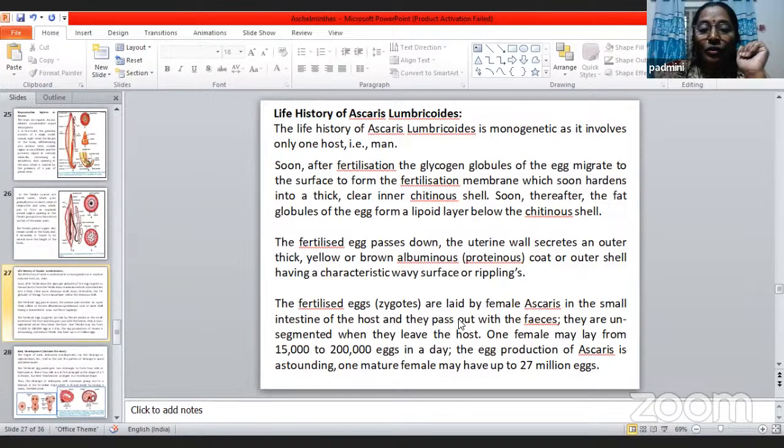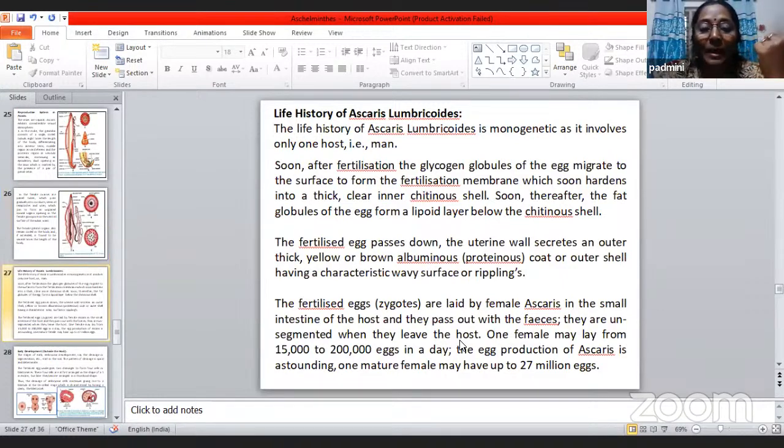Fertilized eggs or zygotes are laid by the female Ascaris in the small intestine. So where do they have to lay their eggs? They don't lay their eggs outside. They have to lay their eggs inside, that is in the intestine. From the intestine, along with the food, they move into the large intestine. From the large intestine, with the undigested food, they are thrown out by the feces. And once they leave the host, they are outside in the environment.